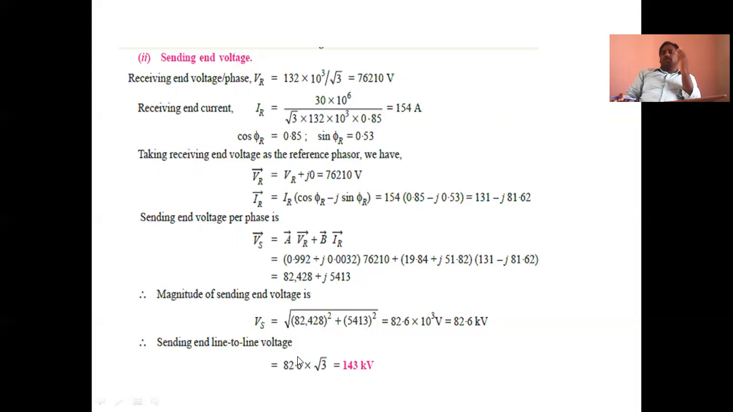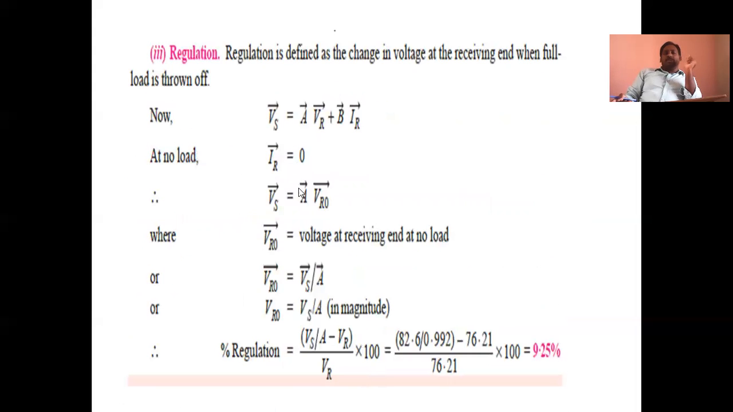The sending end line to line voltage we require to calculate the efficiency. That's why the per phase sending end voltage into root 3 is 143 kV. So these are the per phase values, here 82.6, and after that the line value. So then finally the regulation, Vs minus, in the form of the regulation formula.